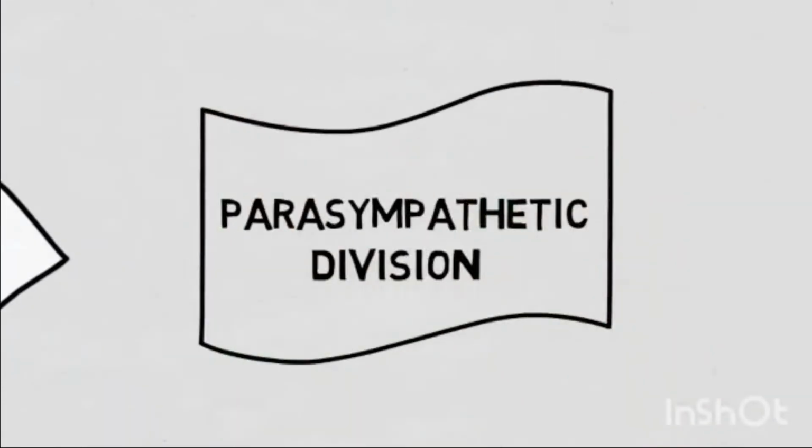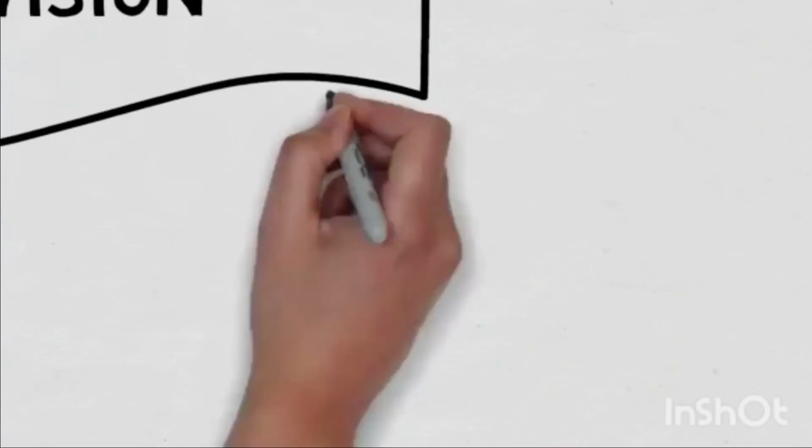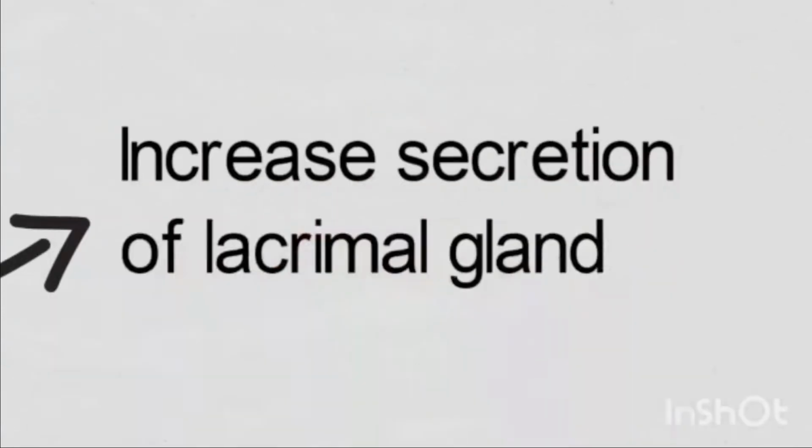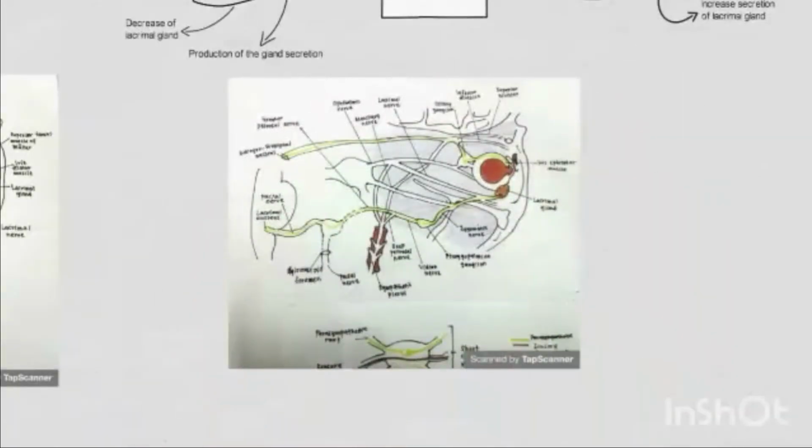Parasympathetic is also known as the rest and digest response, and it regulates pupil miosis, which is a condition where the pupil constricts, an increase in lacrimal gland activity or lacrimation, and also contraction of the ciliary muscles, which causes accommodation. This diagram shows the overview of ocular innervation for the parasympathetic.